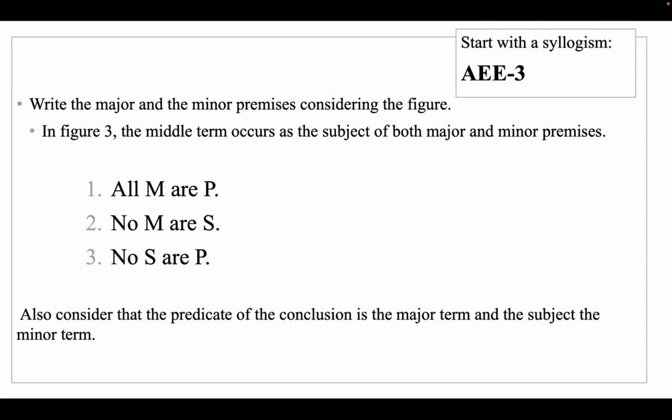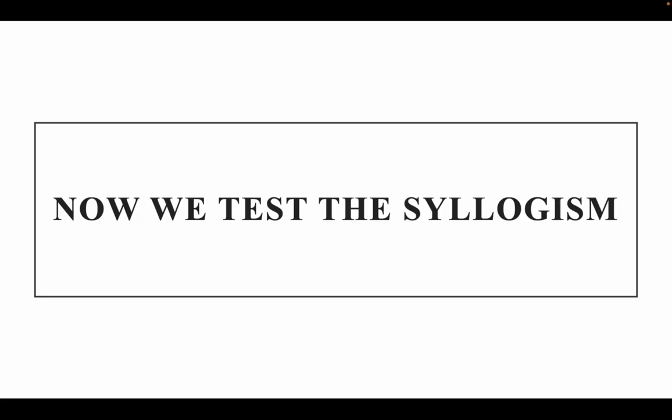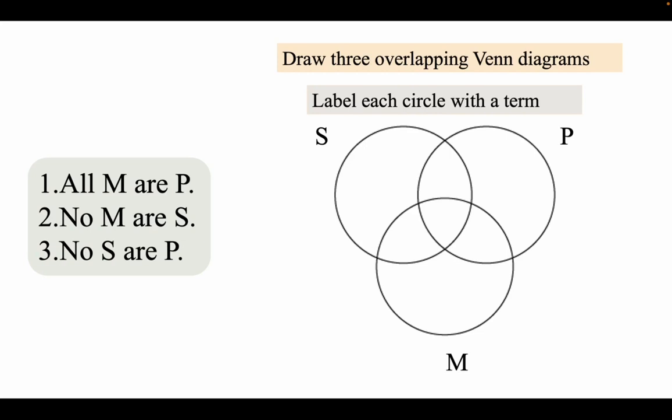Once you have written out the syllogism, it's ready to test. How do we test it? Well, first of all, you need to have three Venn diagrams. And you have to overlap the three circles in such a way as to create a symmetrical figure, like the one that you see on the screen.